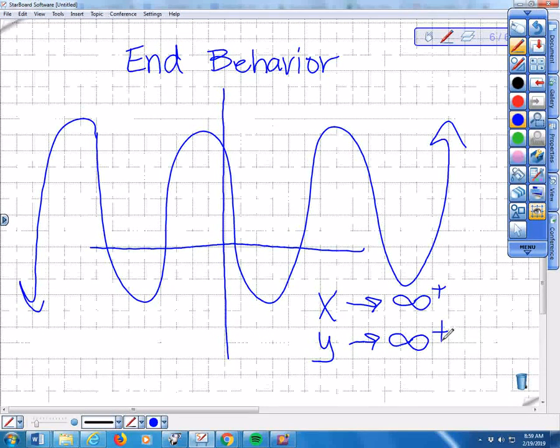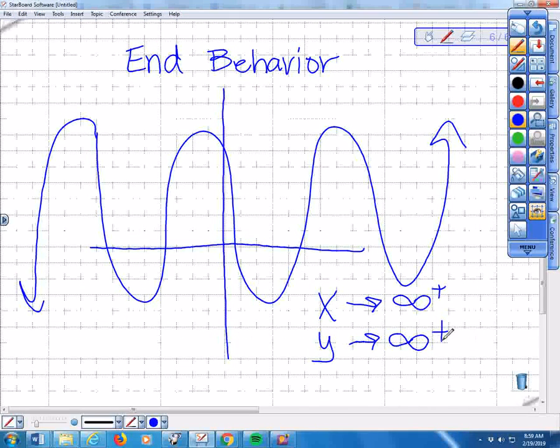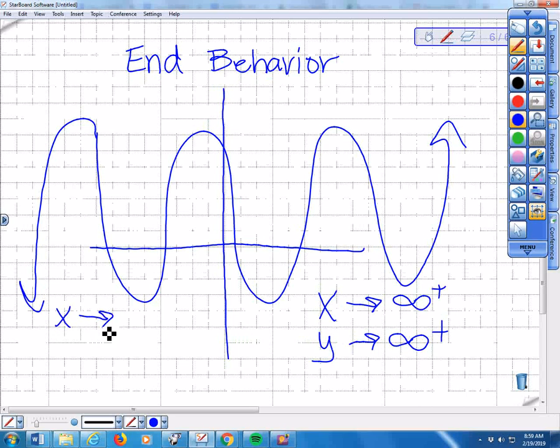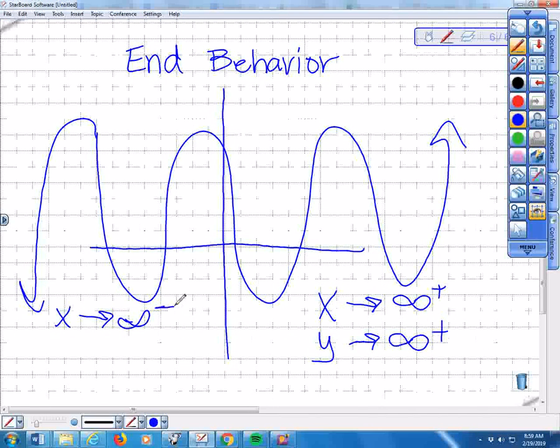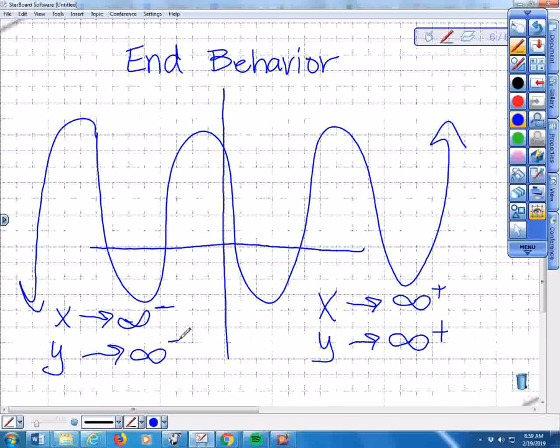So someone describe the end behavior on the left side. As x approaches negative infinity, y is going down forever, negative infinity. Okay, that's end behavior.